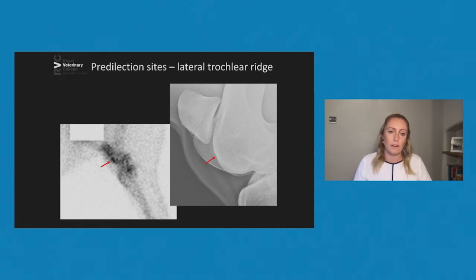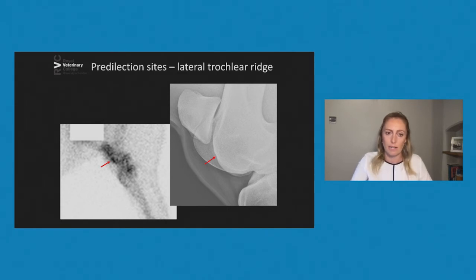So occasionally, if there are no localizing clinical signs for OC, nuclear scintigraphy can help us identify actively remodeling lesions. It's not usually the main first-line approach for younger animals, but can be quite helpful with older animals with poor performance where you've got no localizing clinical signs or mild localizing clinical signs.